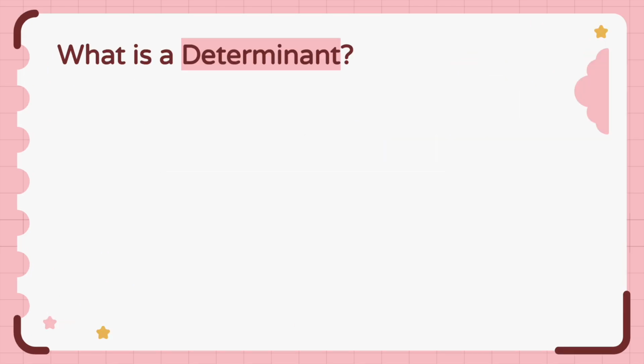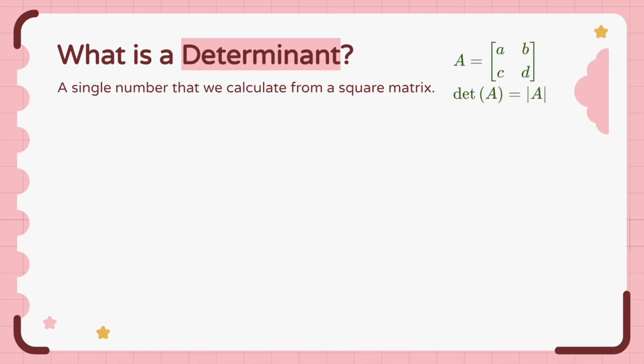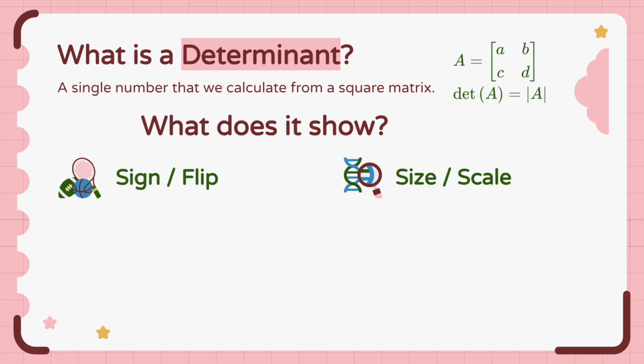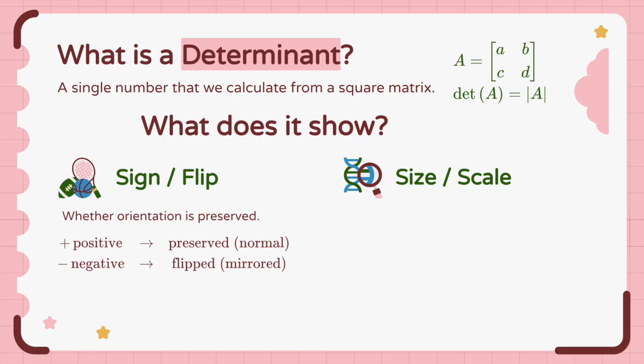So what is a determinant? It's a single number we calculate from a square matrix of any size. And what does it show? It shows the sign and the size. The sign, or the flip, tells us if the orientation is preserved. A positive means it stays the same and a negative one means it flips, kind of like turning a piece of paper over to the back.